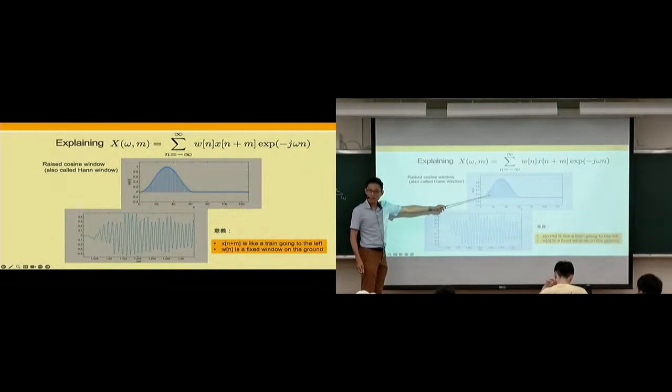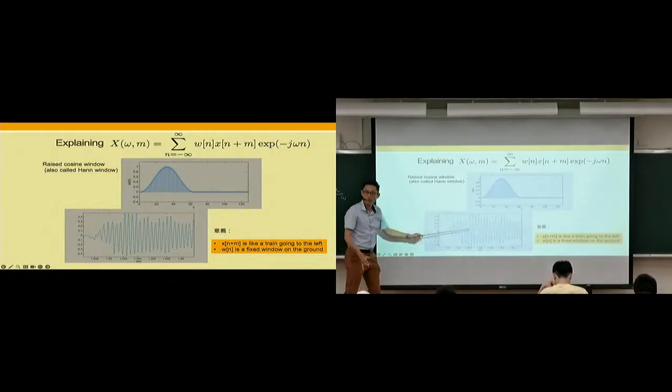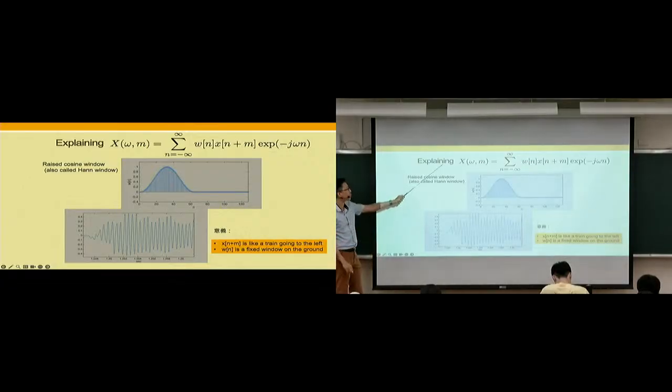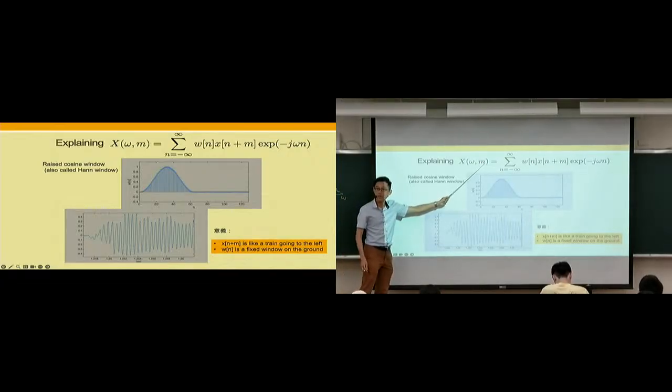So see, window and train. I hope that I help you memorize what's going on right here. We're looking at the train which passes to the left. So each time, at every moment, we see only one part of the train which is passing by, and then we analyze that part of your signal. Okay, so that's what it means to take short time Fourier transform. So your spectrum can change in time.